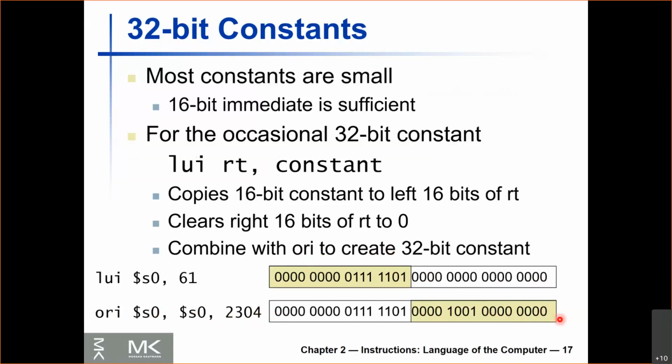Okay, so if we would like to create a 32-bit constant, we do that by combining load upper immediate and OR immediate. Load upper immediate initializes the top 16 bits, and OR immediate initializes the bottom 16 bits. So if we want to jump to a 32-bit address, we can use load upper immediate and OR immediate to initialize the value of that address in some register, and then use jump register. Okay, any questions about this? Is it clear to everyone?